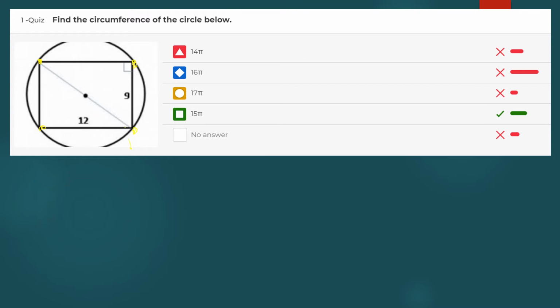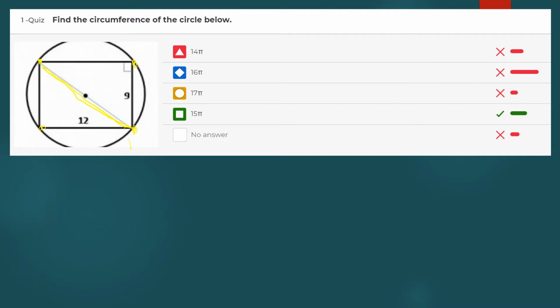Okay? So if that's the case, if you observe this line here, this is the diagonal of the rectangle and at the same time, the diameter of the circle. Again, it is the diagonal of the rectangle and at the same time, the diameter of the circle.